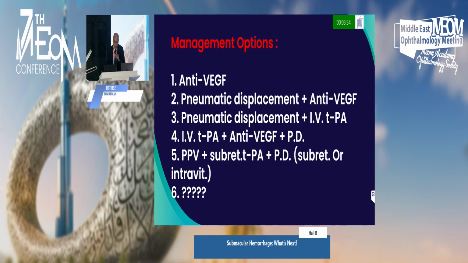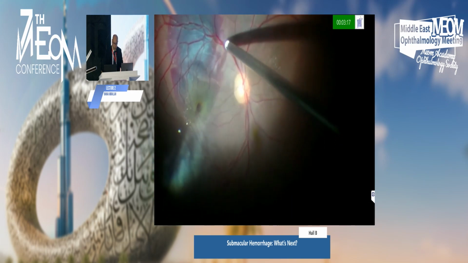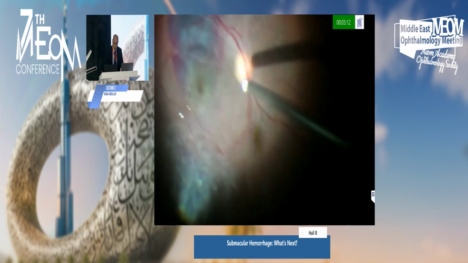About the management options: anti-VEGF, pneumatic displacement with or without anti-VEGF, and TPA, and pars plana vitrectomy with TPA or pneumatic. This is a case of extensive deep submacular hemorrhage due to age-related CNV.